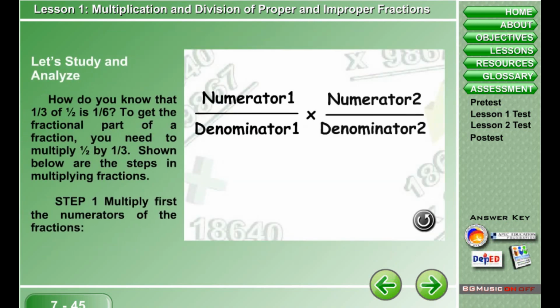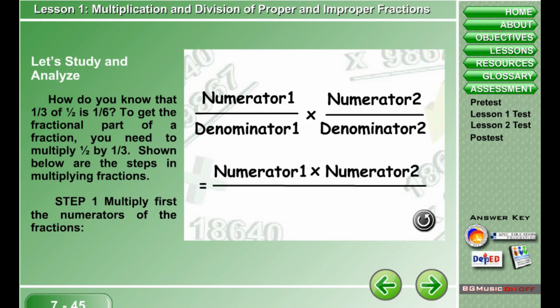Let's study and analyze. How do you know that 1/3 of 1/2 is 1/6? To get the fractional part of a fraction, you need to multiply 1/2 by 1/3. Shown below are the steps in multiplying fractions.